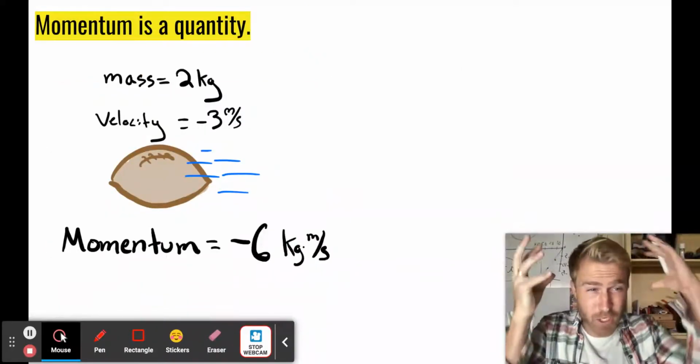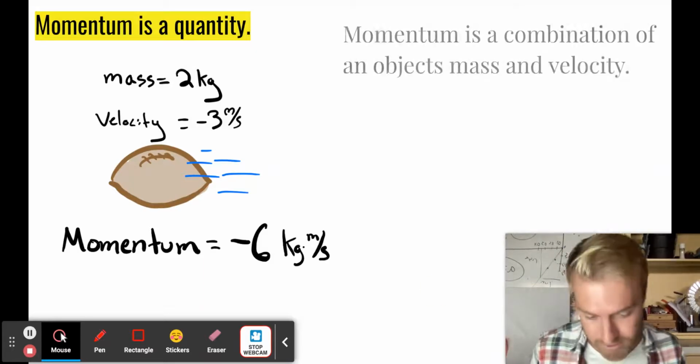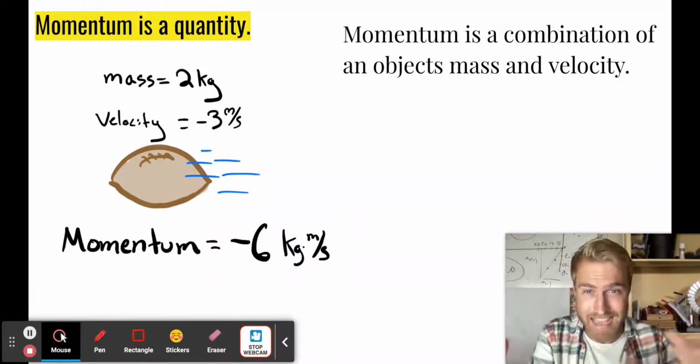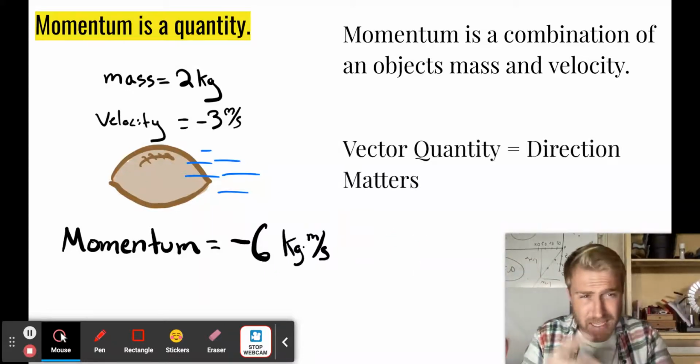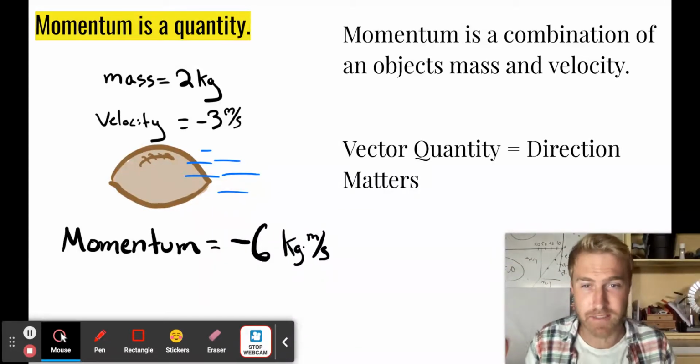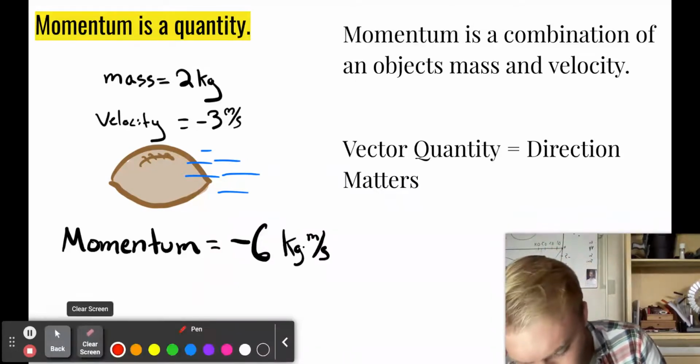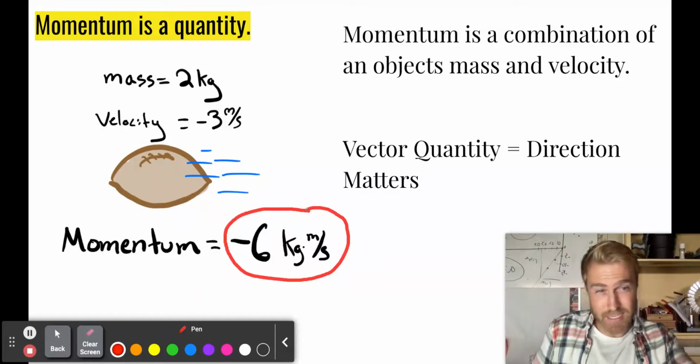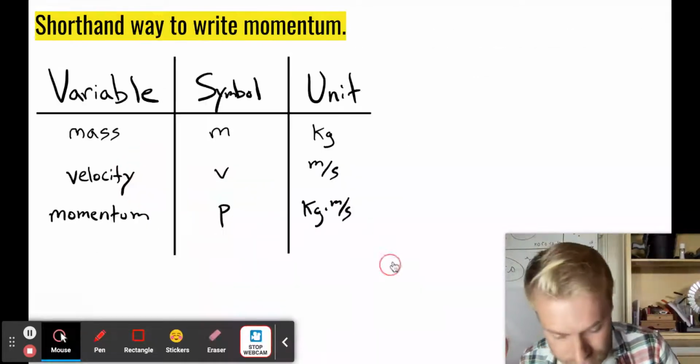Momentum is a quantity, meaning it's an amount. Remember, it's a combination of an object's mass and velocity. It's a vector quantity, and that just means that the direction matters. You can see this football over here has a momentum of -6. That negative is telling me that that object is moving to the left.